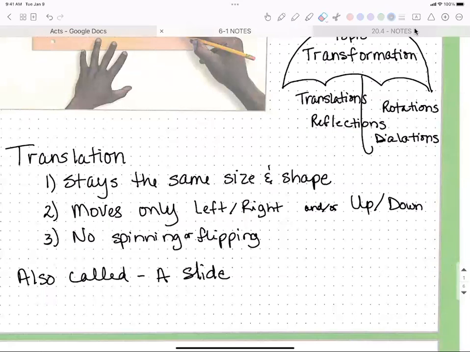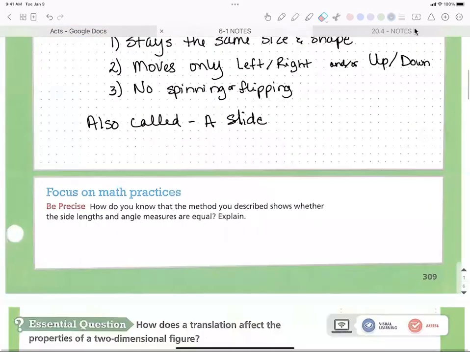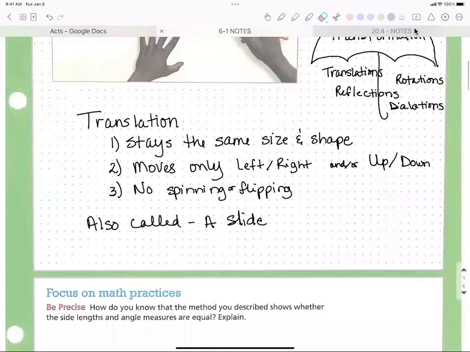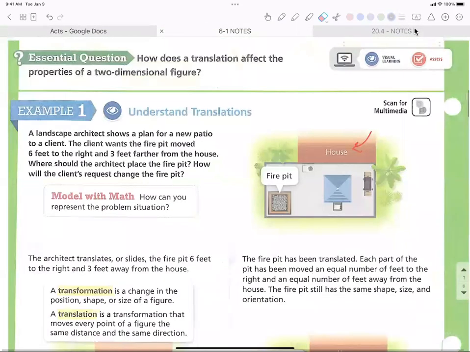So of those 3 things that I have listed there, we've pretty much already said it: it stays the same size and the same shape. Nothing changes from the original to the translated, and we're going to get into some terminology about what we call those in a minute. But the original shape and the translated shape are going to be identical. Shape, size, side length, angles, everything will be identical. It only moves left, right, and or up and down, and there's no spinning or flipping. And like I said, they're called a slide because it just slides in a grid-like pattern. All right, so let's flip to the next page, and I want you to be able to refer back to that if you have a question.